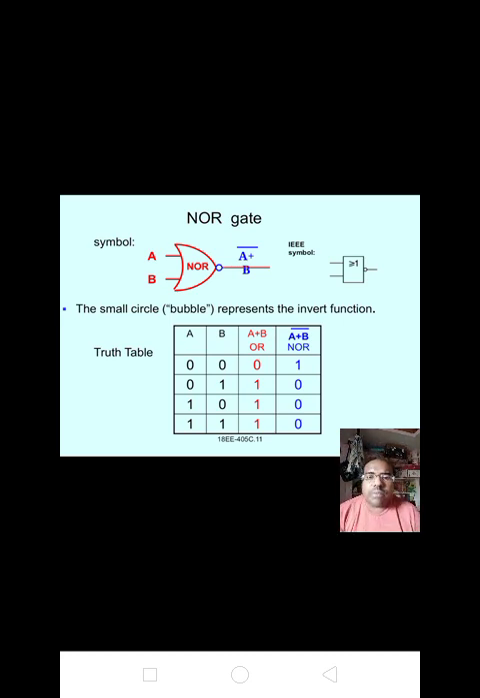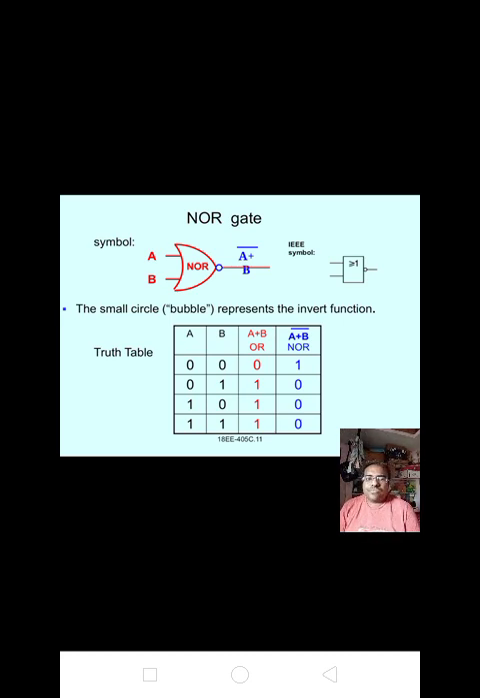Once again I am repeating the truth table for NOR gate. That is, A, B are the inputs, the input variables. We get the inputs are 2 power 2, that is 4 inputs, that is 0, 0, 0, 1, 1, 0, 1, 1. For OR gate, A plus B equal to 0 plus 0, 0, 0 plus 1, 1, 1 plus 0, 1, 1 plus 1, 1. For A plus B whole bar, 0 is 1, 1 is 0, 1 is 0, 1 is 0.